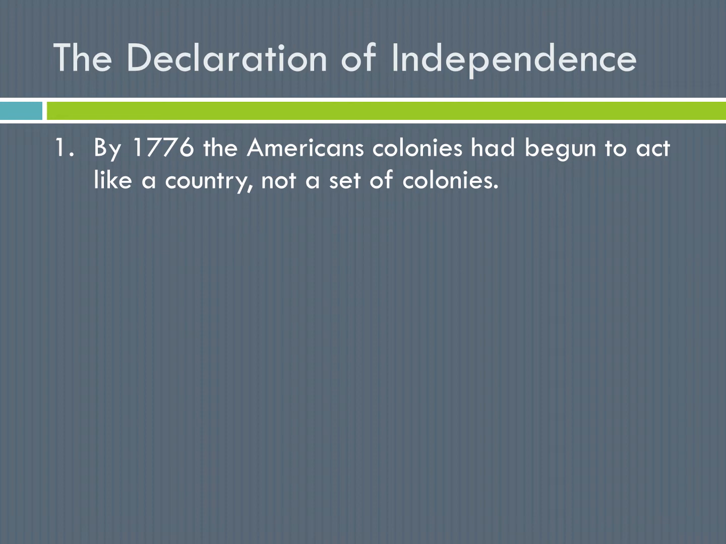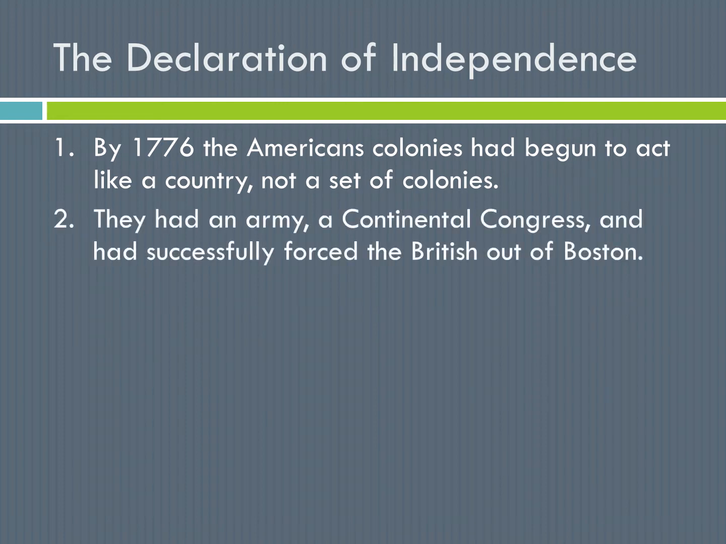So by 1776, the American colonies had begun to act more and more like a country instead of a set of 13 different colonies. We saw this with things like the Stamp Act Congress and the Continental Congress, the First Continental Congress, the Second Continental Congress. More and more, the 13 colonies started acting like one united country.